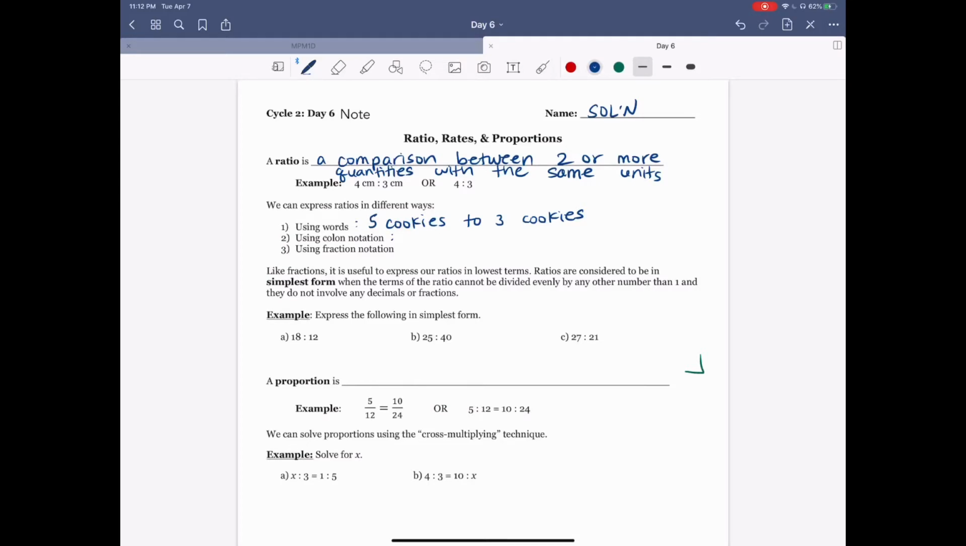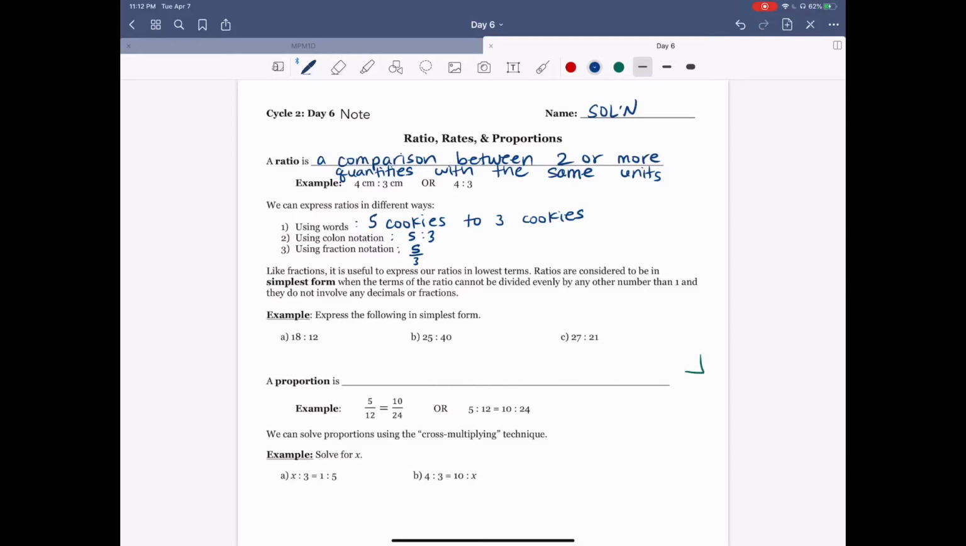Colon notation. So 5 to 3. And so that's how I read my colon as 5 to 3. But we're going to use those dots, the colon. Meanwhile, we can write the colon notation as a fraction notation by putting the first number on top as the numerator and the second part as the denominator. And so as a fraction notation, it's 5 divided by 3.